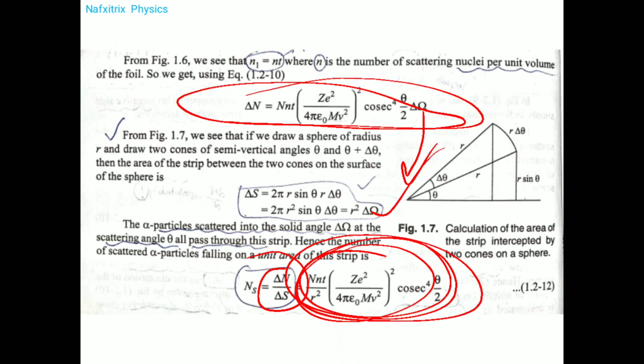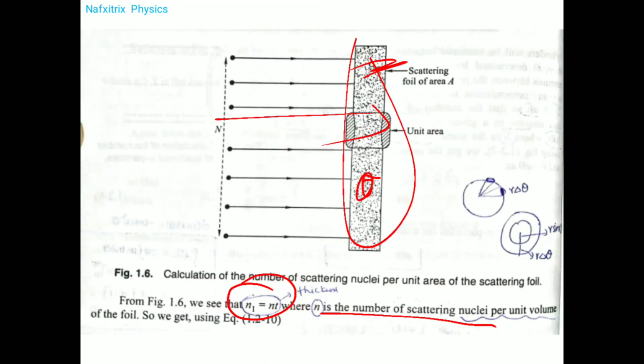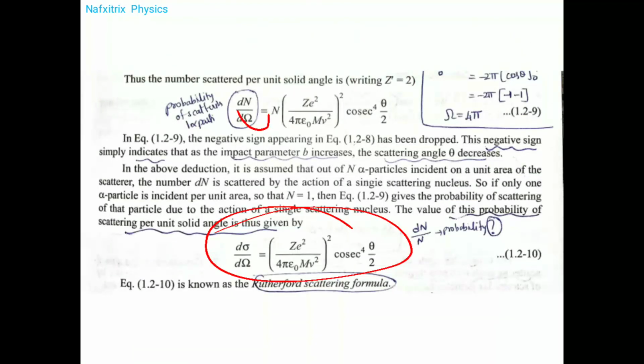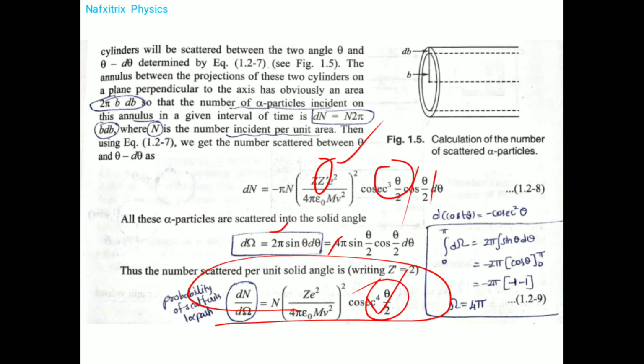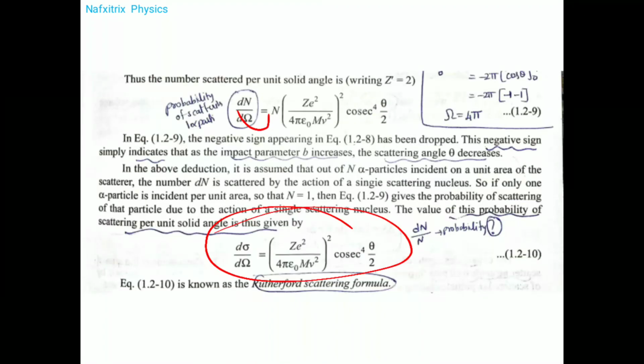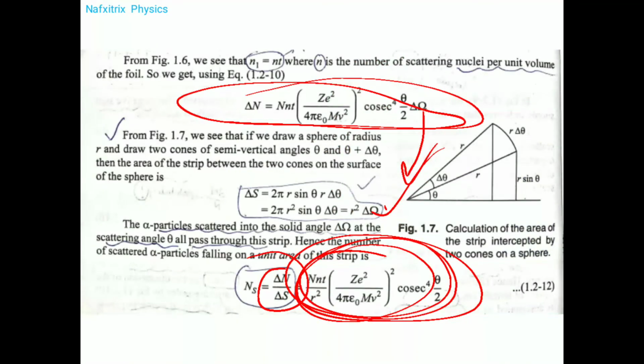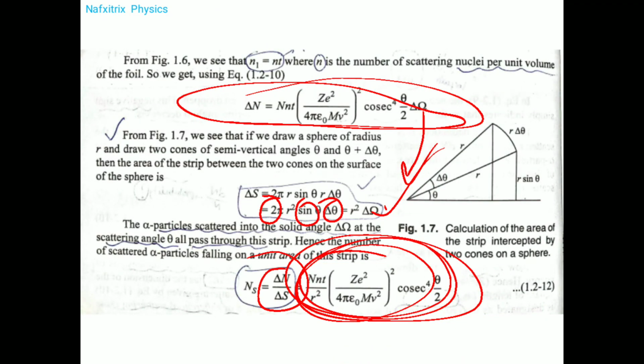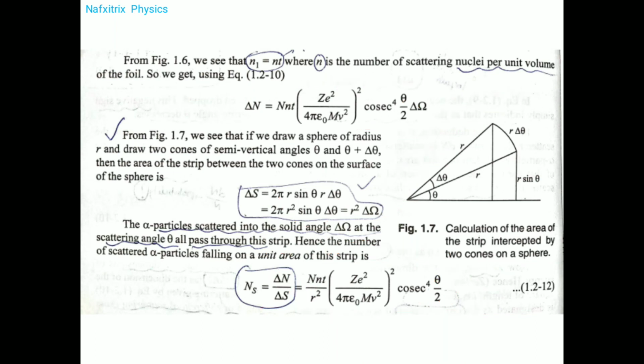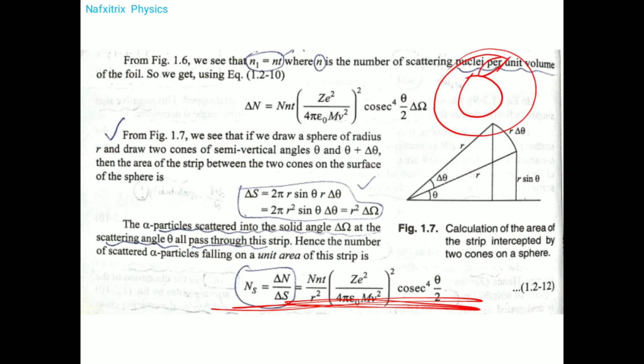Here r square, this is delta omega, as they have represented. The formula for omega is 2 pi sine theta d theta. So here also 2 pi sine theta d theta is replaced with delta omega. Likewise we have finally got this formula. This is for unit area of the strip. Actually the strip would have this much area, but we want it for the unit area of the strip between the two cones.